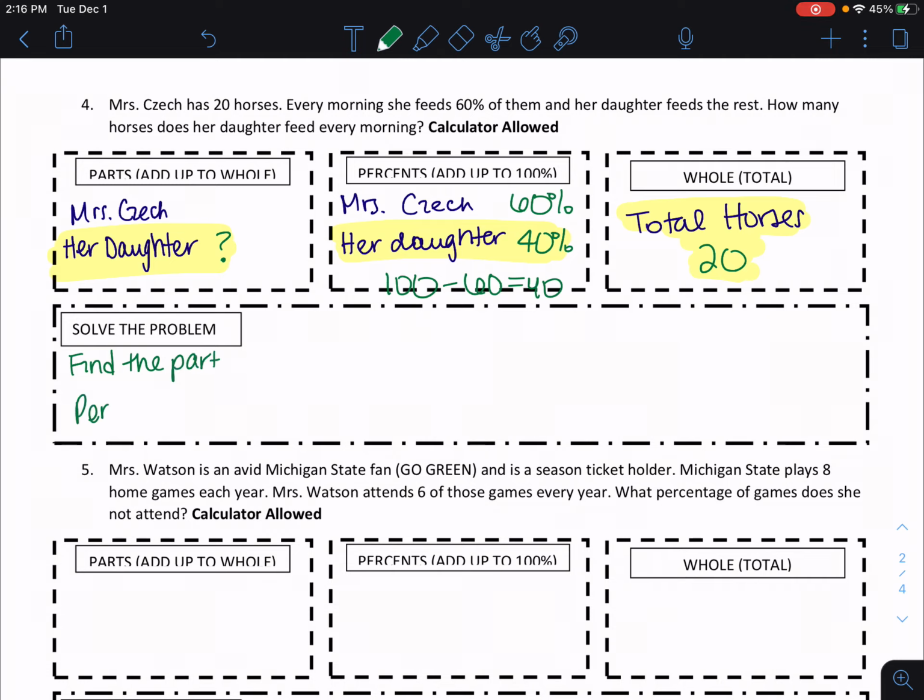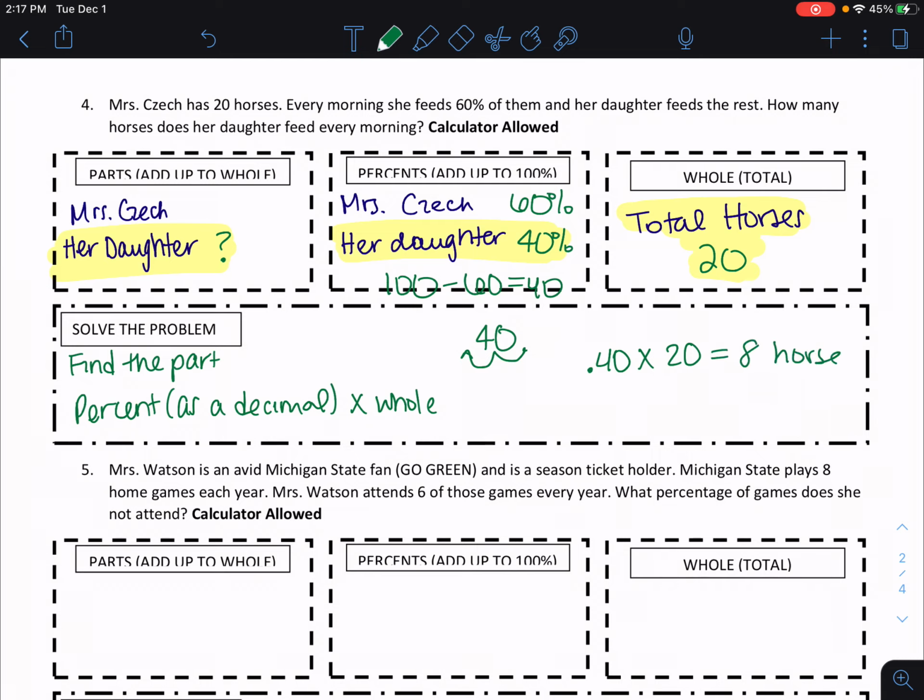So I'm going to write the percent as a decimal and multiply by the whole. So I'm going to change 40%, so 0.40 times 20. Again, you can use a calculator on these as long as you are showing me what you're putting in the calculator. And this is going to be 8 horses.